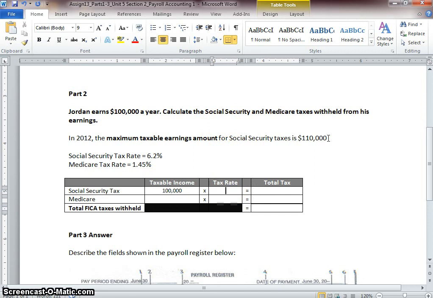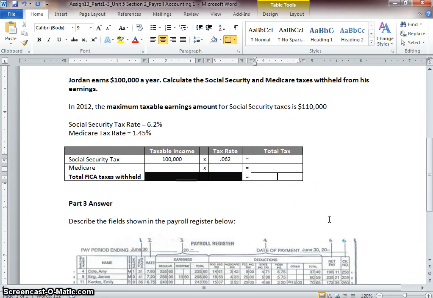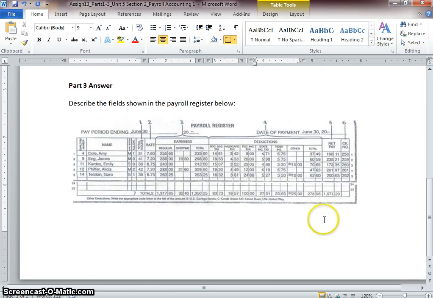Social Security tax rate, which I'm sure all of you remember your conversion of percentages to a decimal. So if we're taking $100,000 times 6.2%, that's going to look like this. And that should give you your total Social Security taxes that he will be paying that year. Okay, and then you need to do the same for Medicare and find out how much in Medicare he'll be paying that year. And then I want the total amount of taxes withheld from his paycheck for that year. And that will go in this cell right here.